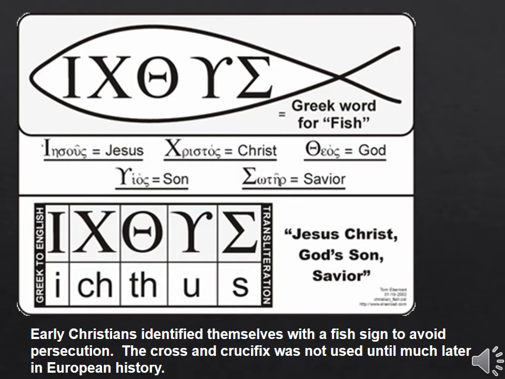Instead of putting a great big cross on the front of a building, there might be a very small little drawing of a fish to indicate that this is a place of worship and Christians can gather here. And so it becomes this way of Christians identifying each other using a secret language.